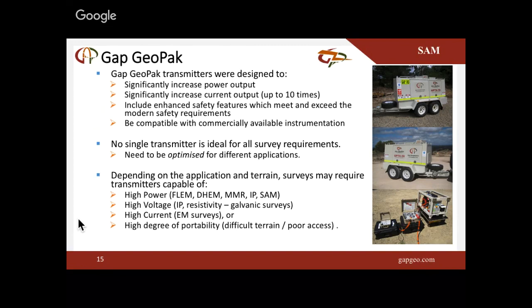If you're using very resistive galvanic dipoles, you want high voltage. If you want EM, you want high current. It's very difficult to build all these things into one transmitter. If you're working in inaccessible areas, you want portability. So, depending upon where you're working, you've got quite different requirements. So we've built a range of transmitters to actually suit the requirements that we have.